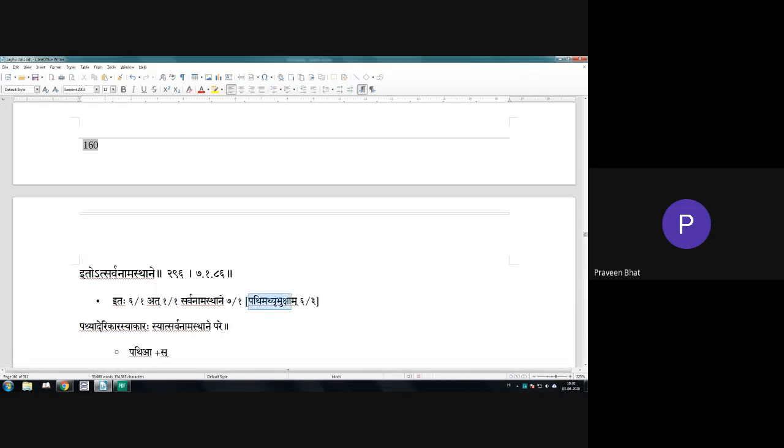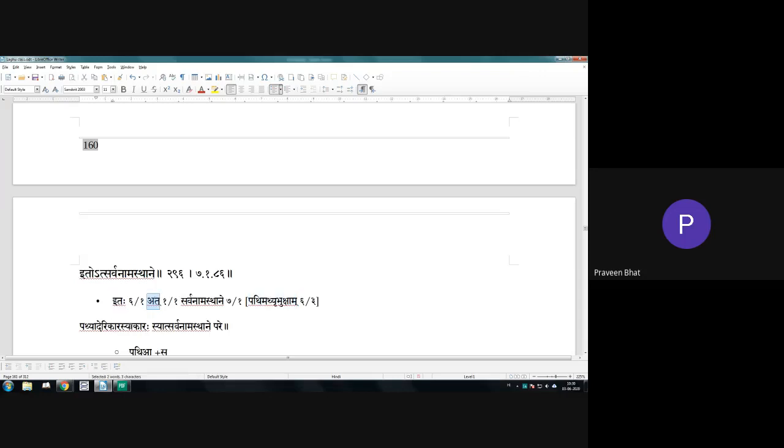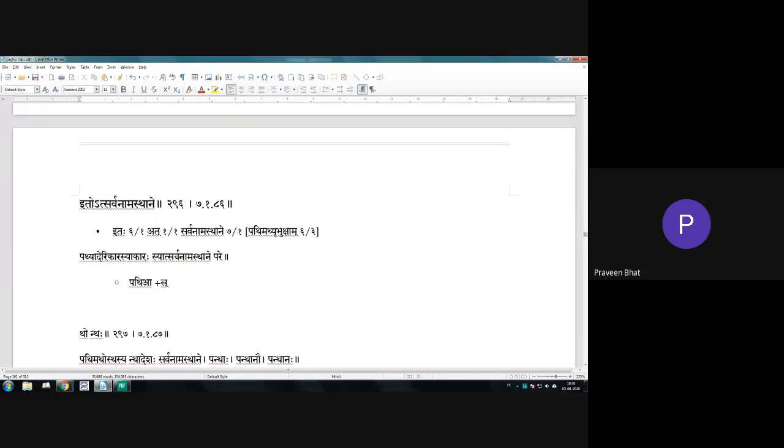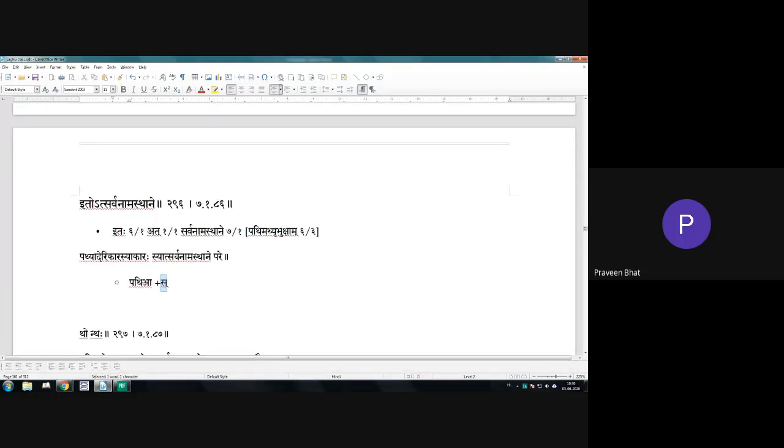Pathyadehe, all these three, pathyadehe ikarasya itaha at. At is akara, taparakaranam has been done. So pathyadehe ikarasya akaraha syat sarvanamasthane pare. When sarvanamasthana follows, sarvanamasthana is the first five. So the ikara will be replaced by akara. It will become patha plus a plus sa. Now you do savarna dirgha sandhi, you will get patha.